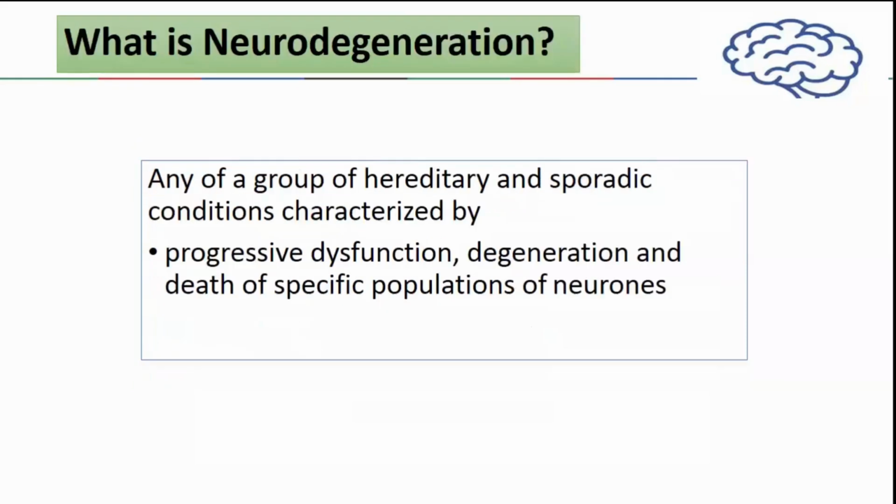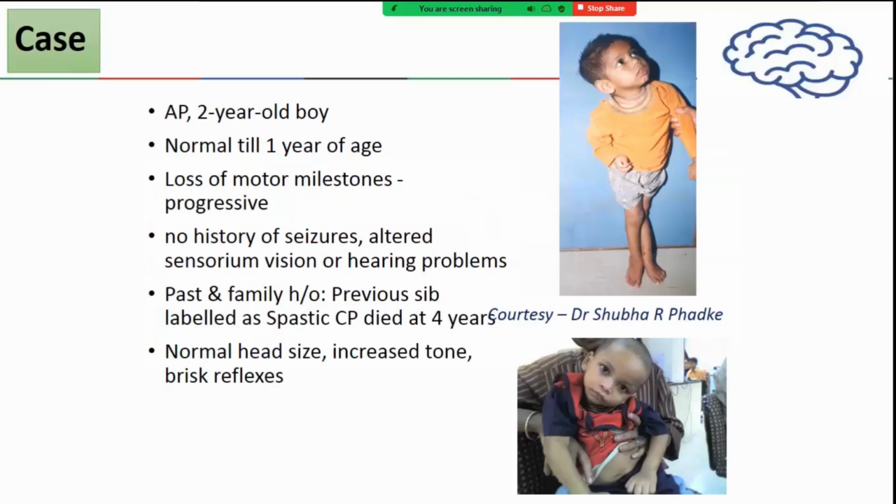So this is a definition of neurodegeneration in general. Neurodegeneration can be acquired also. It's not always genetic. And acquired neurodegeneration can be secondary to immunological causes, infections, trauma, so many things, right? So any of a group of hereditary and sporadic conditions which is characterized by progressive dysfunction, degeneration, and death of specific populations of neurons. And that's why these diseases are progressive. So this is an overall definition of neurodegeneration.